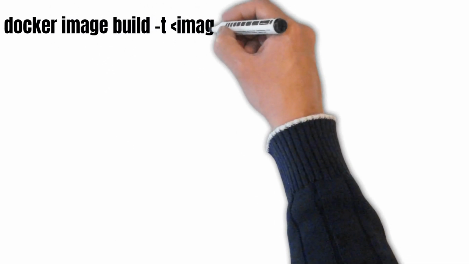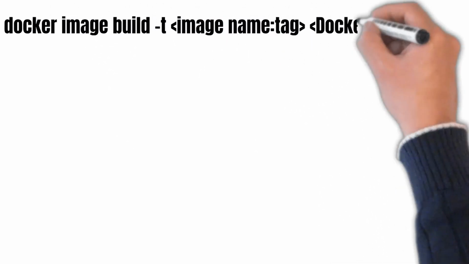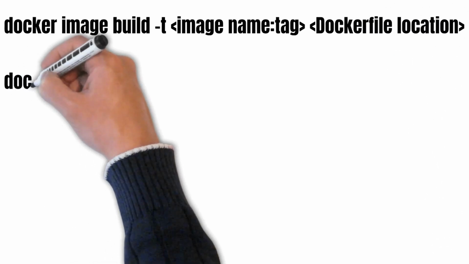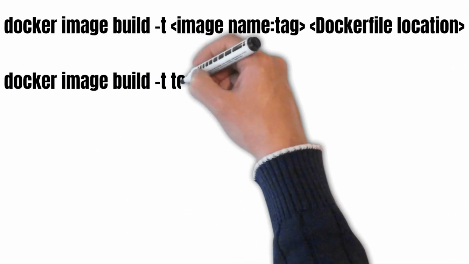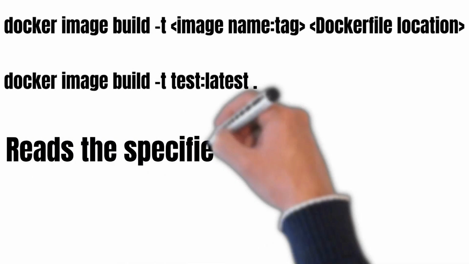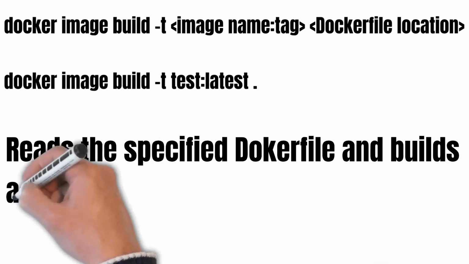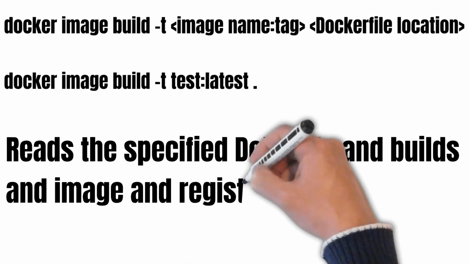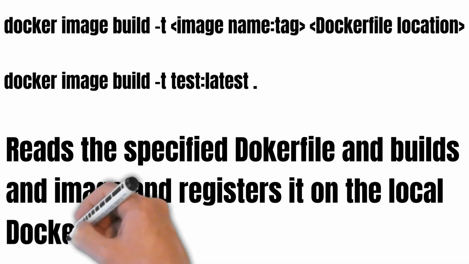The next command is docker image build with the -t option for the image name and the tag, followed by the Dockerfile location. For example, we write docker image build -t test:latest . where test is the image name, latest is the tag, and the dot specifies that this current folder has the Dockerfile present. So basically this command reads the specified Dockerfile, builds the Docker image, and then registers the Docker image on the local Docker engine.